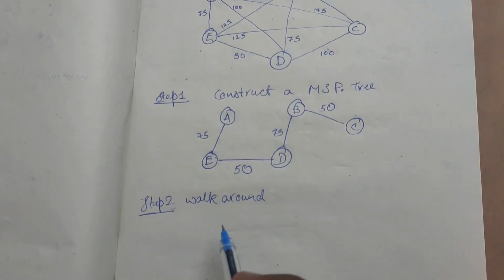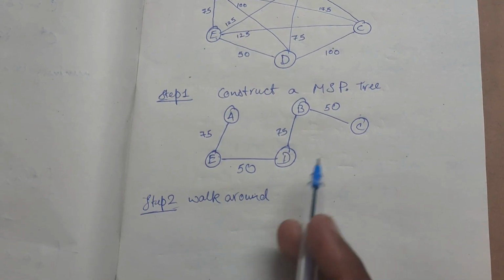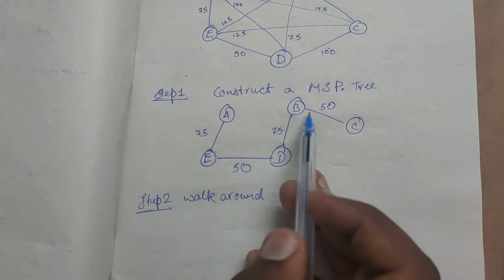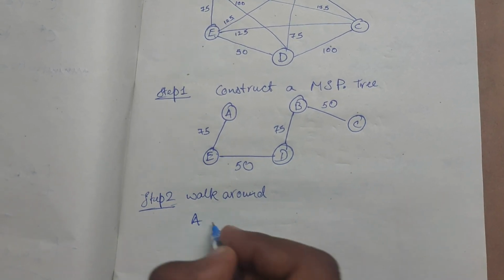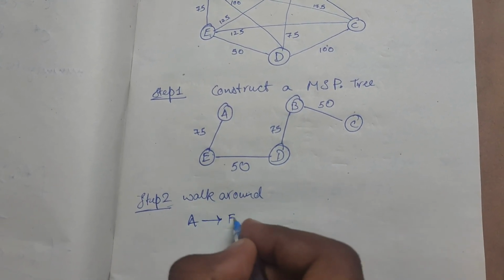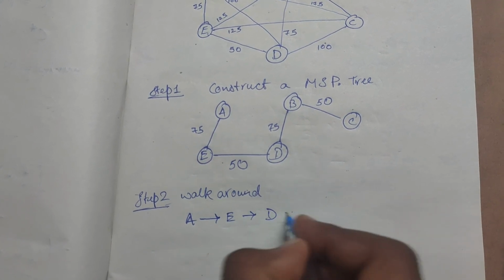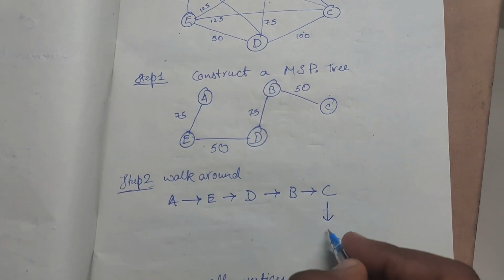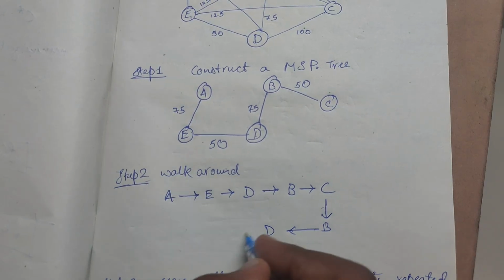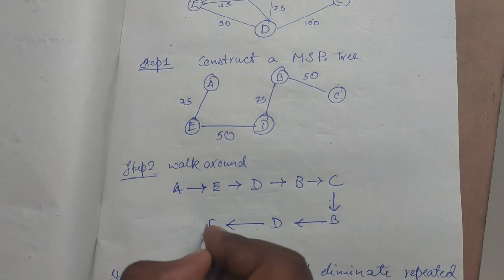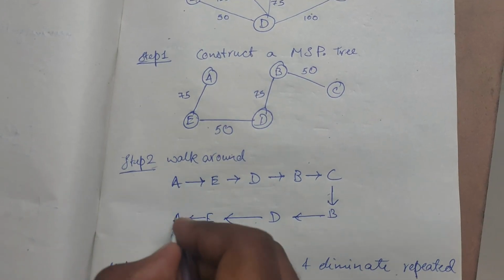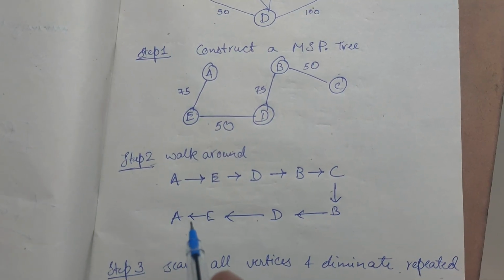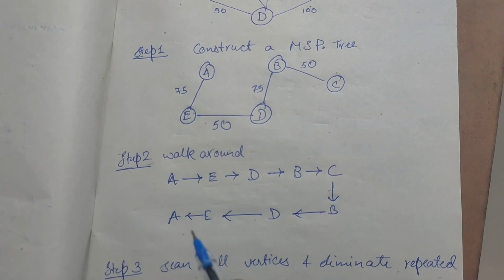Now what you will do is walk around. Walk around means going and tracing the path in reverse order. So he will go from A to E, E to D, D to B, B to C. Now again he will go from C to B, B to D, D to E and E to A. Okay, but he is repeating the same path again. But our traveling salesman problem says that you should not repeat the same path again.